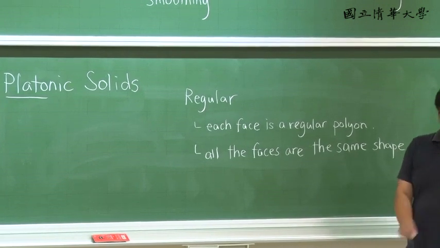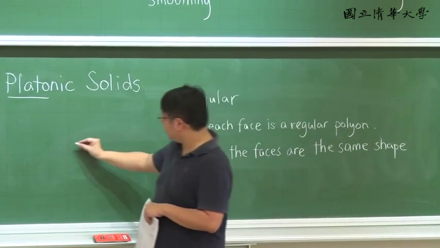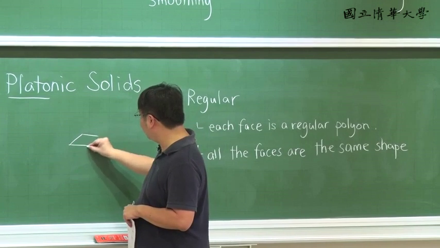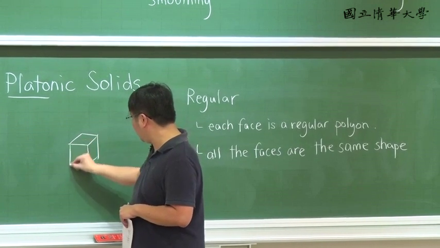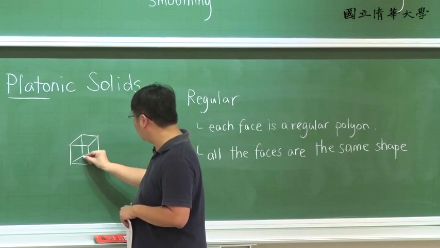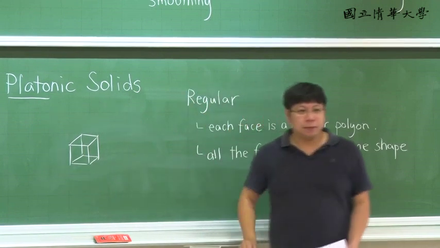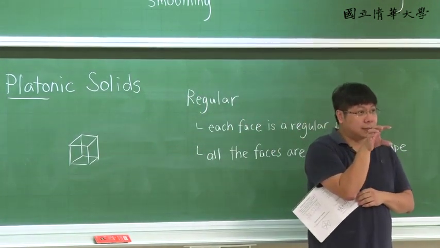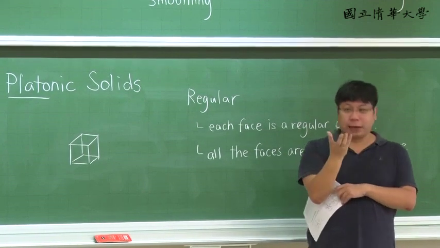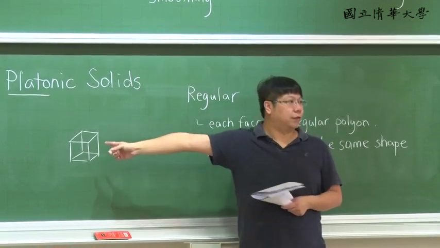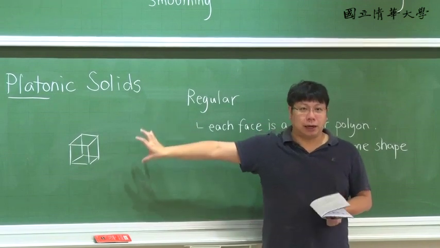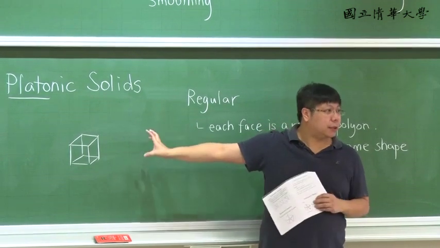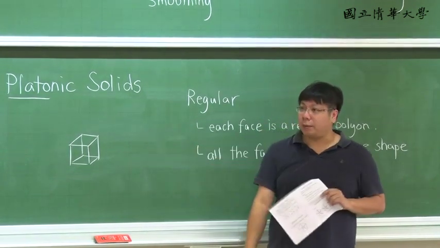And so what are the examples? So for instance, if you look at the cube, so this is the cube. Is that okay? So a cube is made up of a square on each of the surfaces, right? And there are 6 of them joining together. Each one of the faces is a square, and they are the same square. Okay, so this is an example.